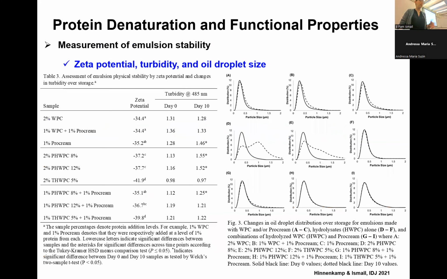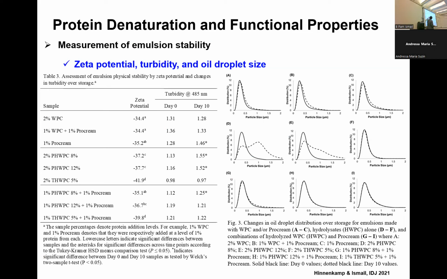However, the best way to determine emulsion stability is to actually form an emulsion and let it store and look at physical characteristics of the emulsion over time. One thing we do to evaluate emulsions is also looking at the zeta potential of the emulsion itself, because this gives you the charge on the surface of the oil droplets.